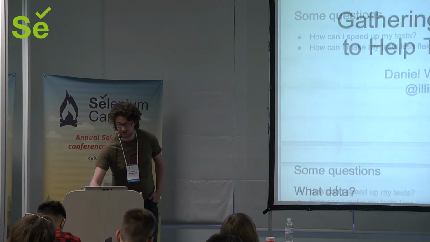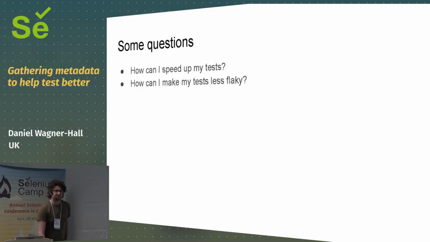So what are some questions that we can answer with data? Some very common questions we have in browser testing, right? How can I speed up my tests? It is a universal truth that tests are always too slow. No one has ever said, damn, my test was too fast. It's also a universal truth, particularly in browser testing, that people find their tests more flaky than they want them to be. It doesn't have to be that way.